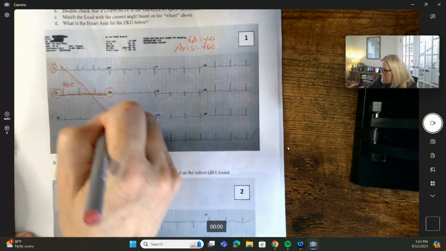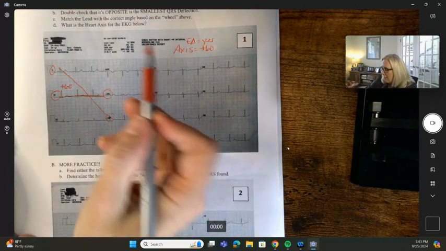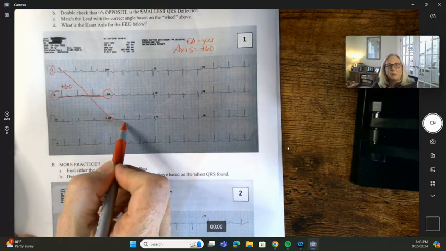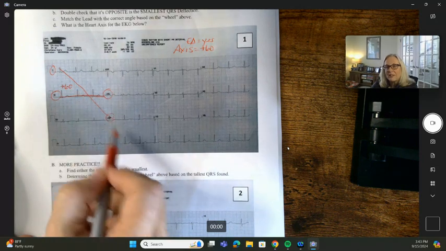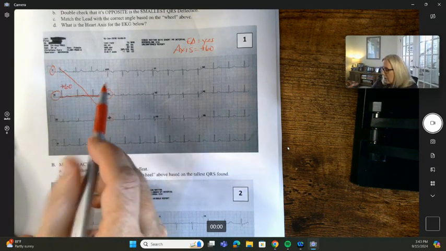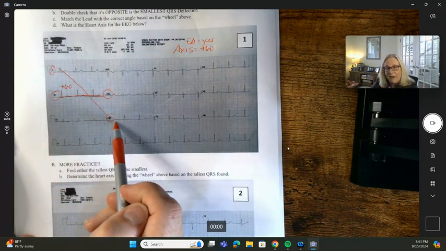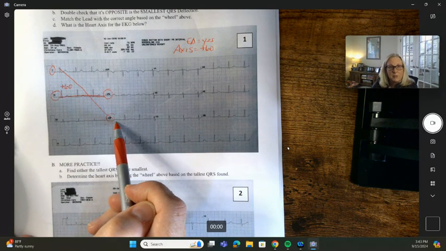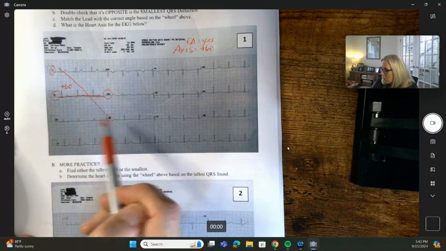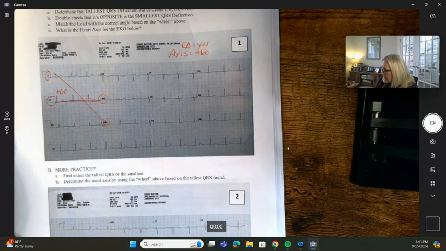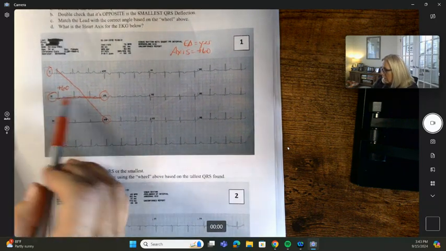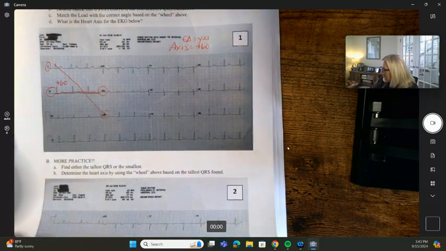So these 2 are always opposites. If this one's the tallest, that one has to be the smallest, and vice versa. It's not the case in this particular EKG, but if this was the tallest, that would have to be the smallest for it to be confirmed. We got one more to do, don't we? We have lead 3. 2 and AVR we determined are always the same.